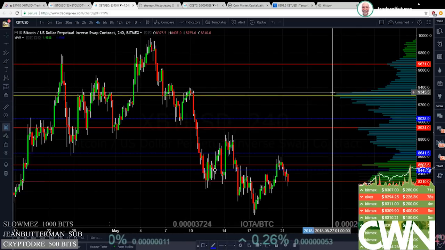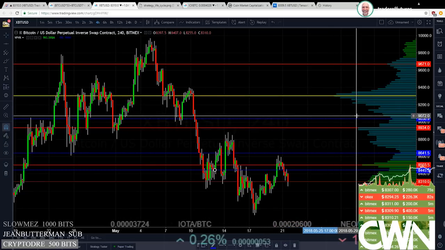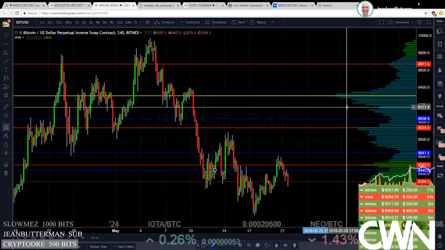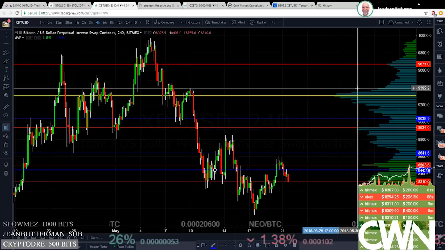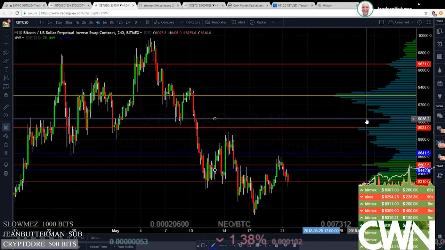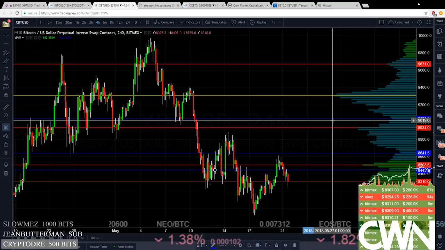When I get to high value nodes, price has a tendency to attract price, and it wants to go there and then auction back and forth. There's some stickiness associated with the high value nodes. And then, as I said before, the low volume wells reject price.